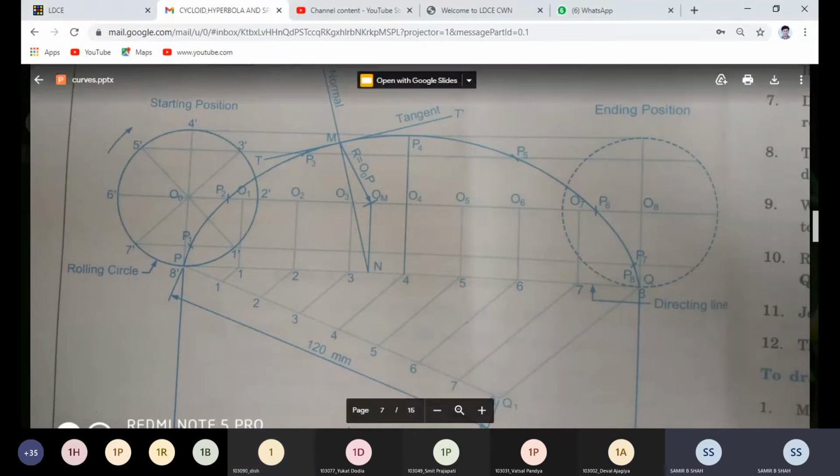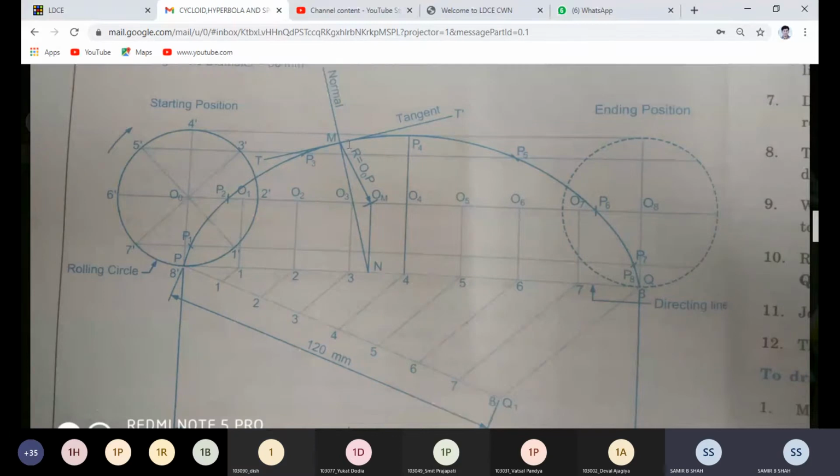Okay. Take random point M on the curve. Take center at M and radius equal to the rolling circle. Okay, M is our center and an arc of 25 mm, wherever it touches, it intersects at this point. So that is another point. Now after that, draw the vertical line.